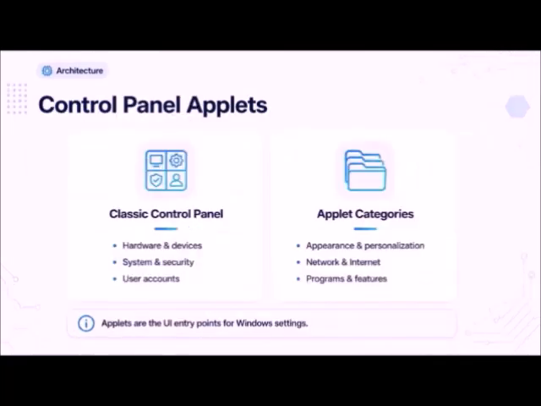Control Panel Applets. System Properties allow modification of environment variables, virtual memory paging files, and remote access parameters. Internet Options manages LAN configurations, proxy routing, and TLS security settings. User Accounts manages credentials and User Account Control, UAC, security thresholds.